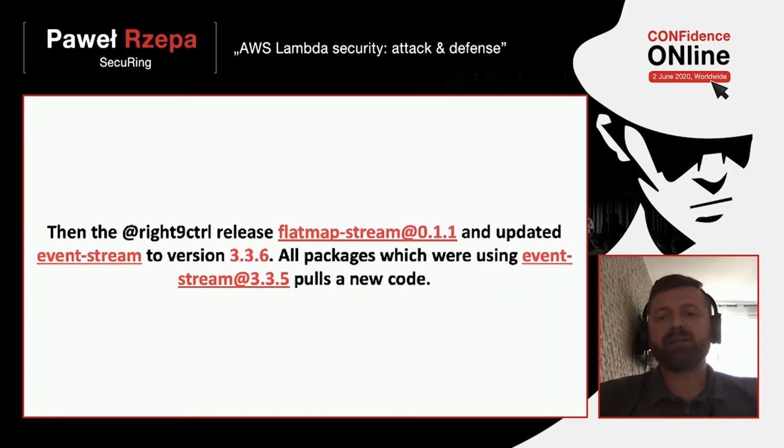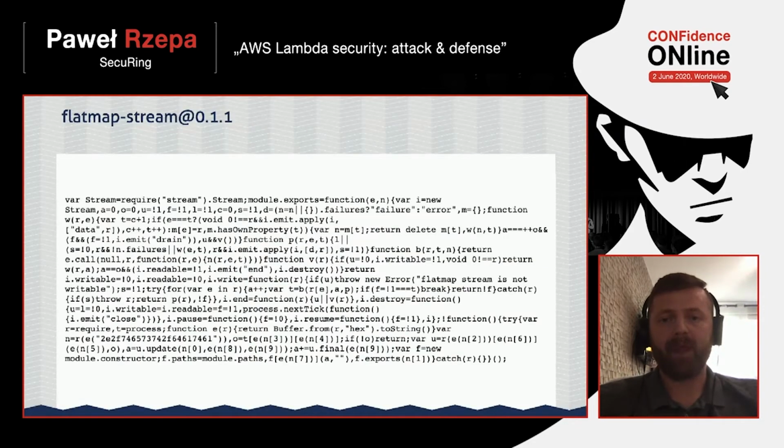That means that once event-stream was updated to version 3.3.6, then the new flatmap-stream in version 0.1.1 was pulled. All the dependents which updated the event-stream package to version 3.3.6 now contain the new malicious code from flatmap-stream in version 0.1.1. This is how flatmap-stream looks.